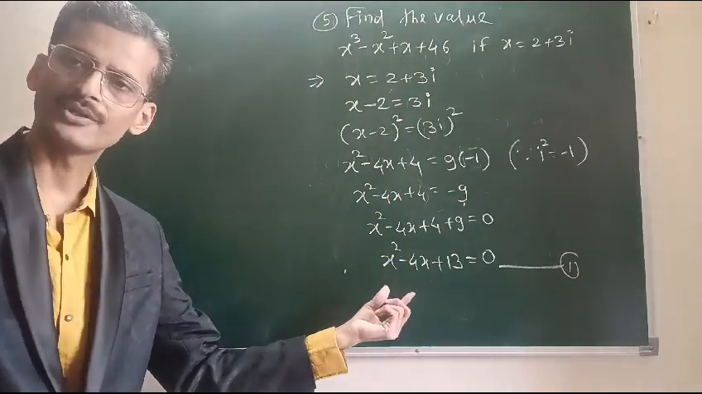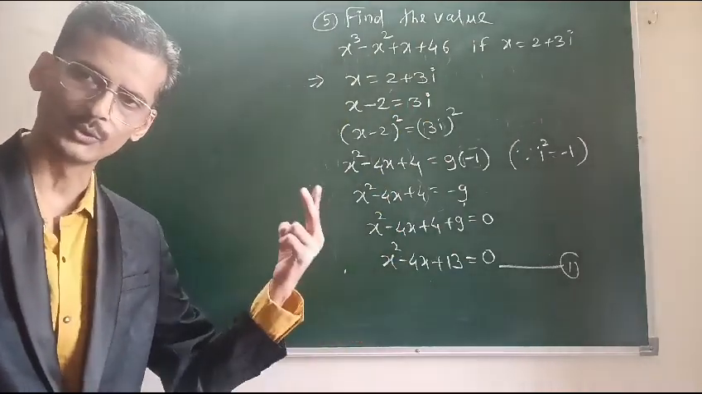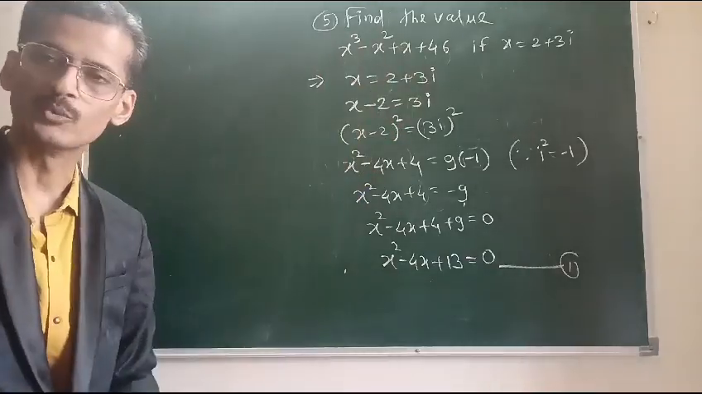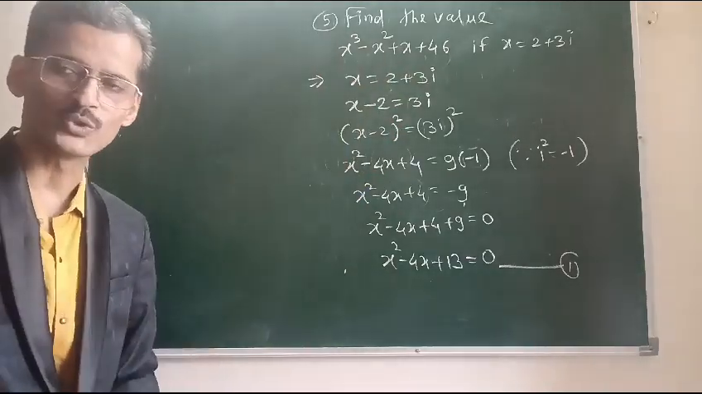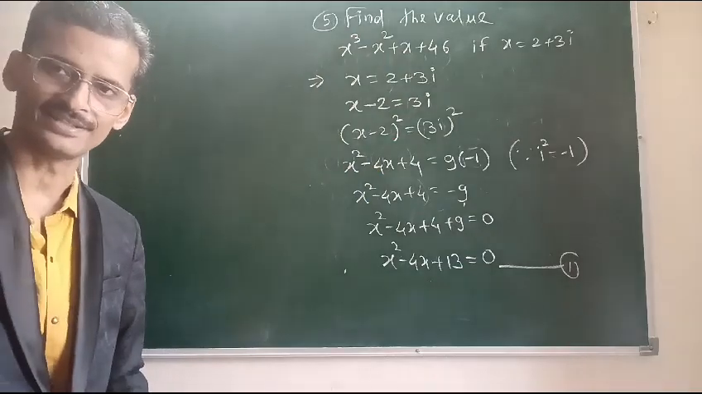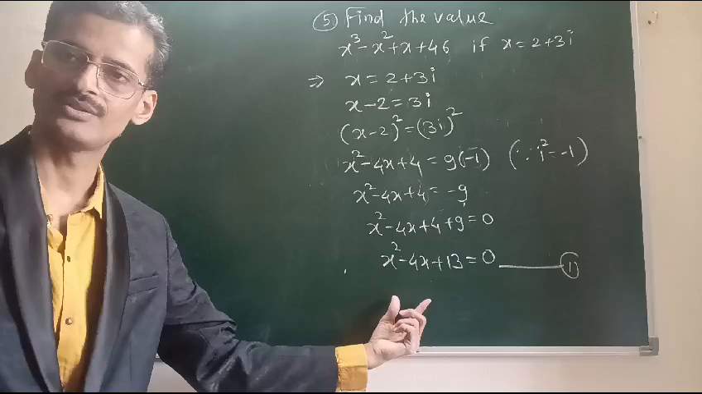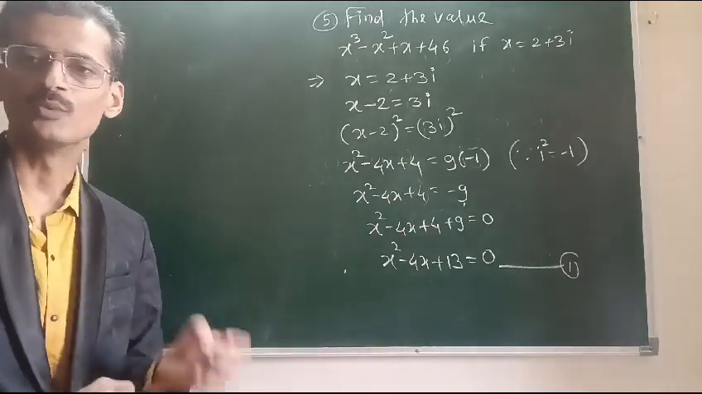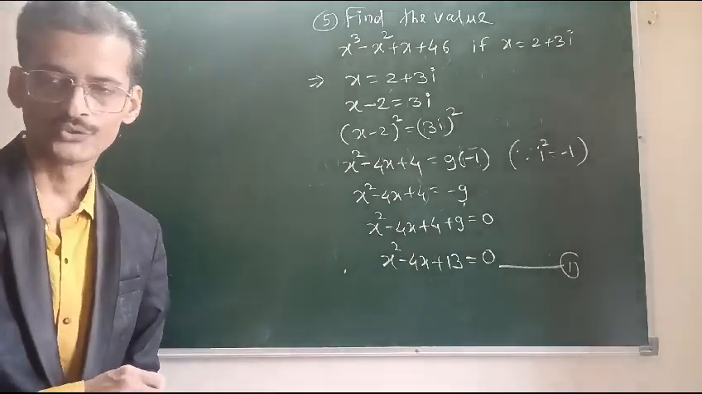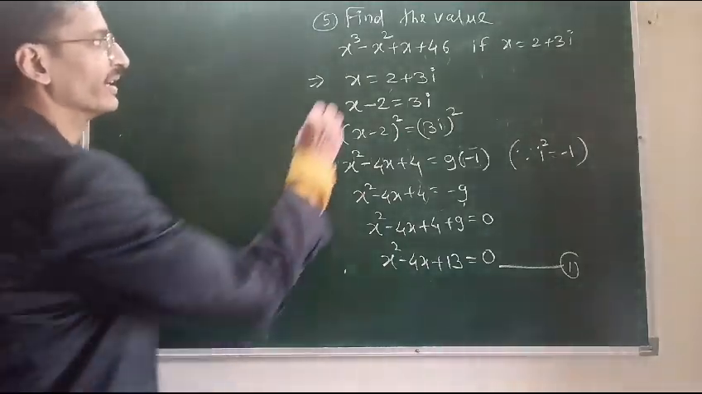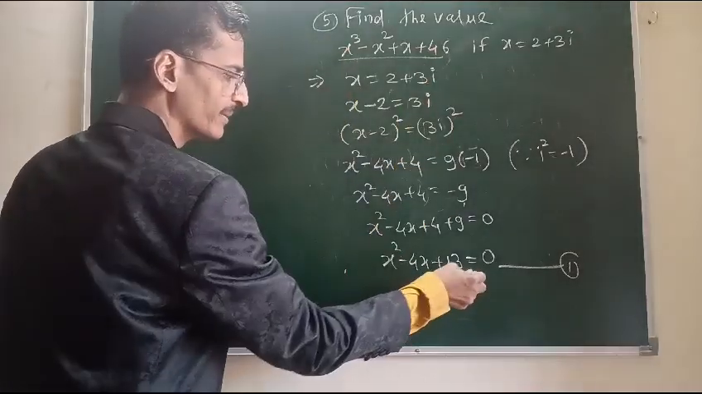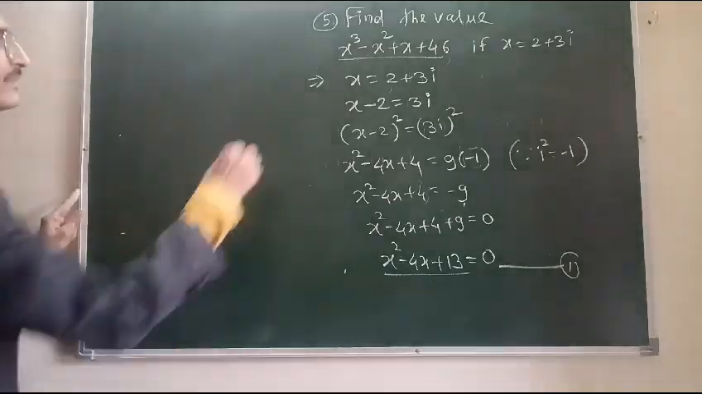As this is quadratic, we know for all quadratics there are two roots. So one is x equals 2 plus 3i and the second is its conjugate, 2 minus 3i. So now we have to write this in terms of this. There are two methods for that. One simple method is division, so let us use that. So here, divide this polynomial by this.